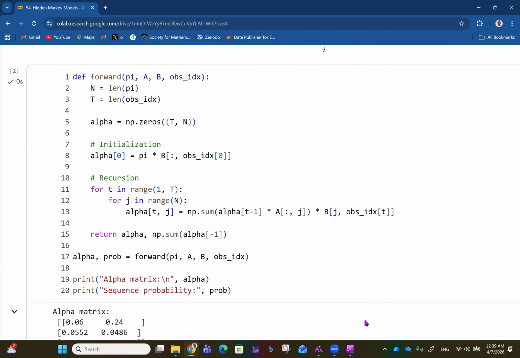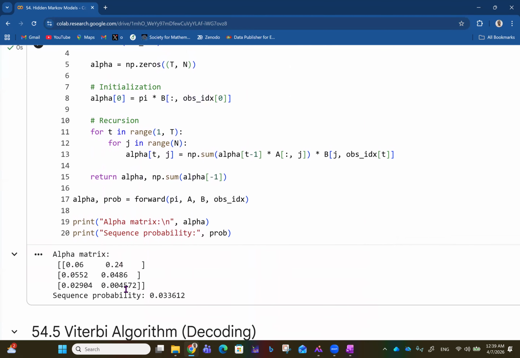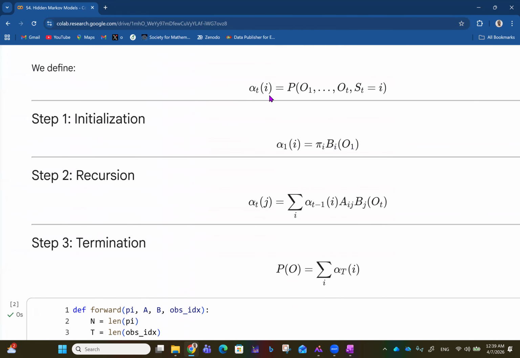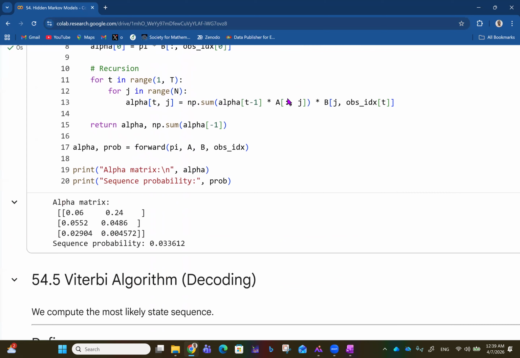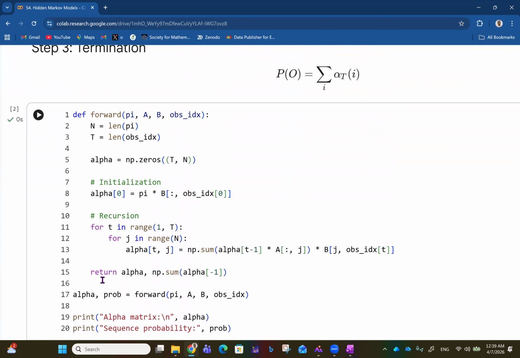So we can run that here. Running it now, you have this alpha matrix. We talked about this alpha t of i up here. So you have the alpha matrix here: 0.06, 0.24, 0.05, and you have all of that, right? And how does that come about?